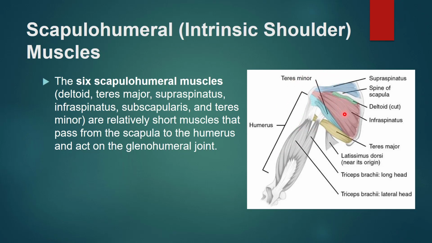These are named as scapulohumeral because they are coming from the scapula and they are inserted over the humerus. They are intrinsic shoulder muscles. When we remove the above muscles, which are the anterior and posterior axioappendicular muscles, then only we can see the scapulohumeral muscles. That's why they are named as intrinsic shoulder muscles. Extrinsic shoulder muscles are trapezius, latissimus dorsi, levator scapulae, and rhomboids, which are posterior axioappendicular muscles, and I have described those muscles in another presentation.